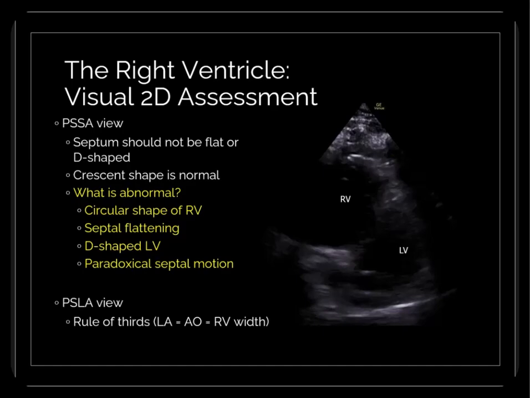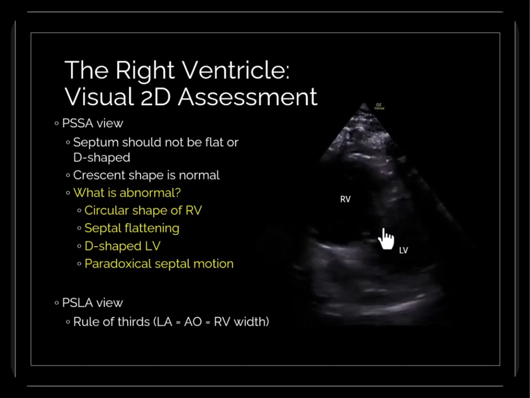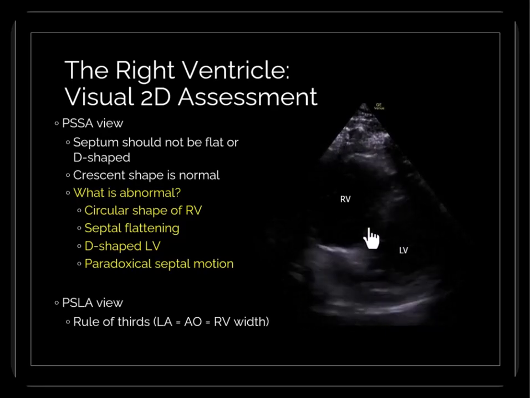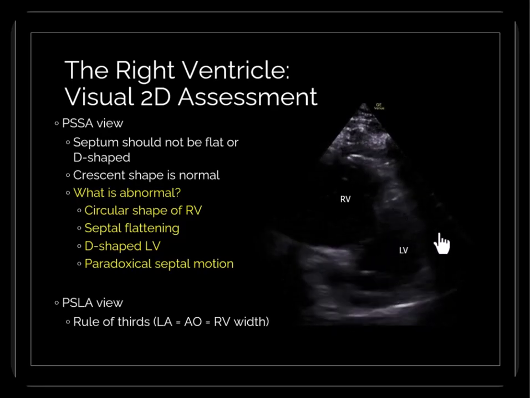This paradoxical septum motion also causes the left ventricle to take on a D-shaped appearance, and I believe you can see that really nicely in this example. It's no longer circular. The septum is more flat, moving inward, and the LV is now more D-shaped. And this is referred to as septal flattening or a D sign.